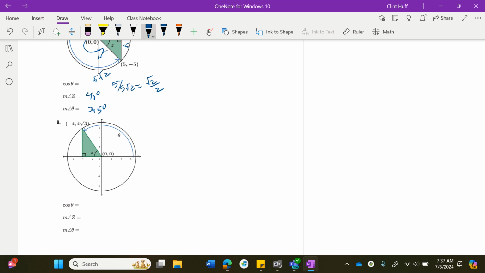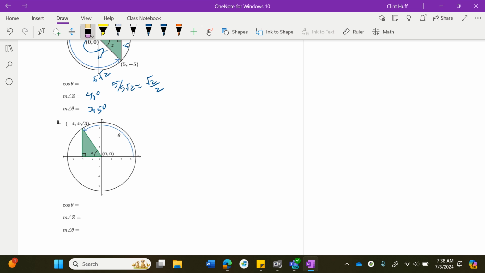Okay, on the next one, we've got the measure of angle Z is still 45 degrees. That's not going to vary much. The measure of, I take that back, that's not 45 degrees. My bad. Erase that.